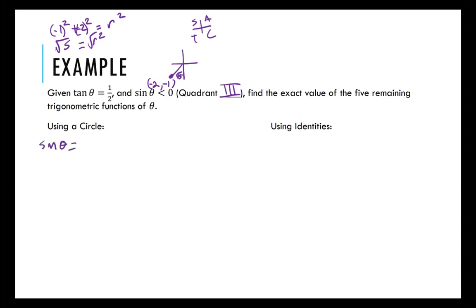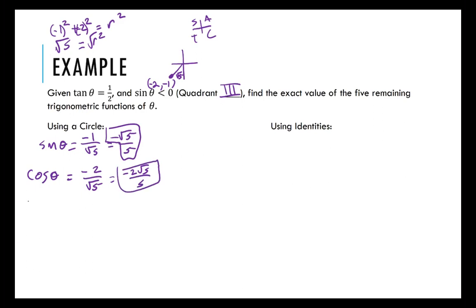Sine of theta is going to be equal to y over r, negative 1 divided by root 5, which then rationalizes as negative root 5 over 5. Cosine of theta is then negative 2 divided by the radius root 5. Rationalization gives us negative 2 root 5 over 5. We have tangent. Cosecant is then going to be root 5 divided by the y-coordinate, negative 1, or negative root 5.